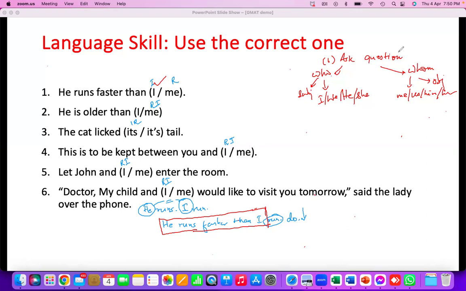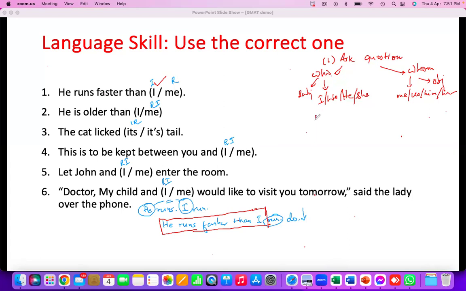Whom? Whom only, because the answer has what? Object pronoun, right? So now you know that the question has to have what? Whom. Whom are you talking to? If I say who are you talking to, then it is grammatically incorrect. Got it? So either you know what is the right question or you know what is the right answer. Fair? Okay. Cool.